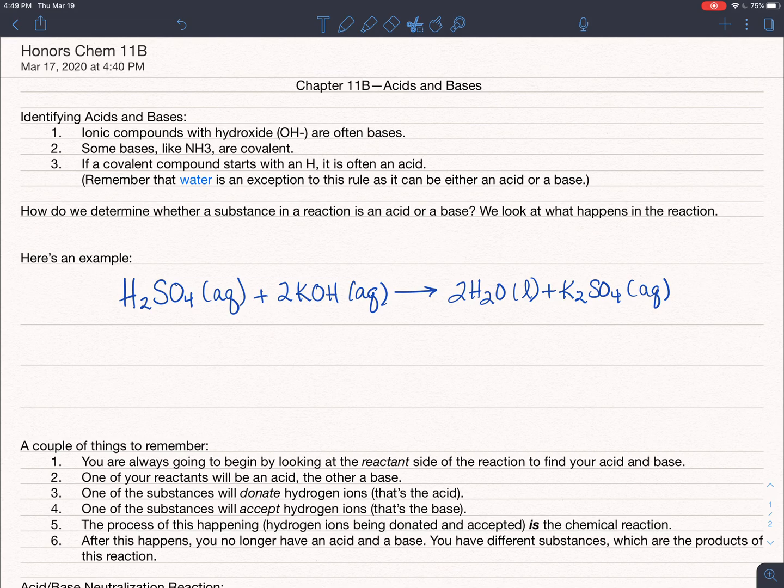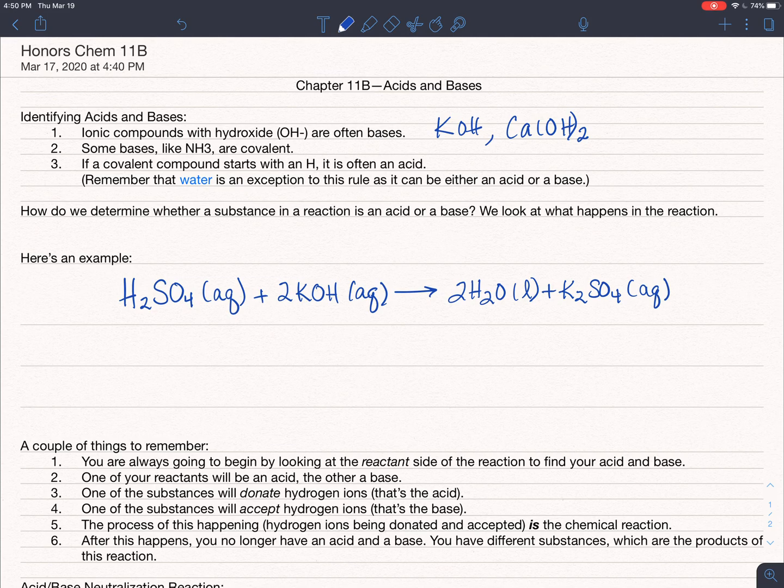When we are trying to determine whether something is an acid or a base, we have a few rules of thumb. The first is that if we have an ionic compound that contains hydroxide, it is often a base. Something like potassium hydroxide, KOH, we would assume is probably a base. Calcium hydroxide: we've got a calcium atom paired with hydroxide. Calcium is a metal, so this is ionic, and there's a good chance that it is a base.